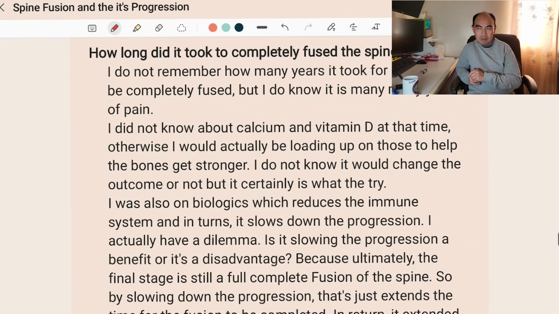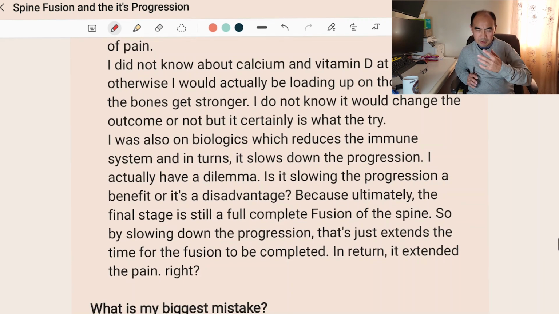So how long did it take for my complete fusion? I don't exactly remember how many years it took for the full course of fusion to be done on my whole spine. But I can tell you, it's years. It's not overnight, not like two months. It is multiple years. I'm even thinking about 5 to 10 years. So I had to deal with all these pains for that many years.